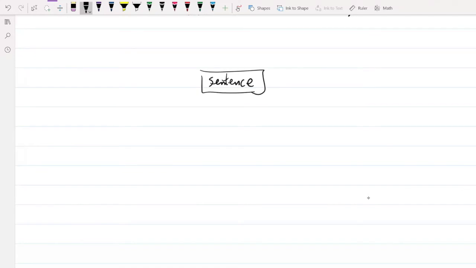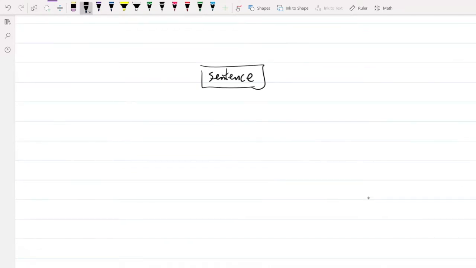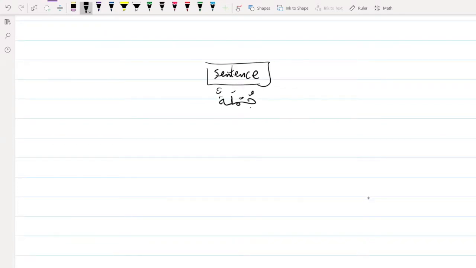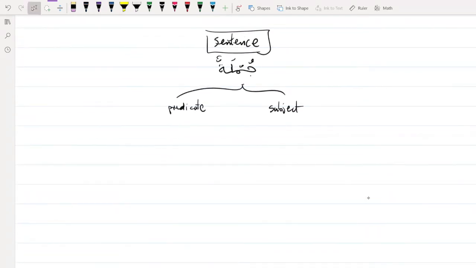So we'll be talking about sentence. In Arabic, sentence is called jumla, jumlatun. So jumla has, in the most basic case, two parts. A simple sentence has two parts. I'll write in English first and then Arabic, which is subject and predicate. In the basic case, it has two parts, subject and predicate.